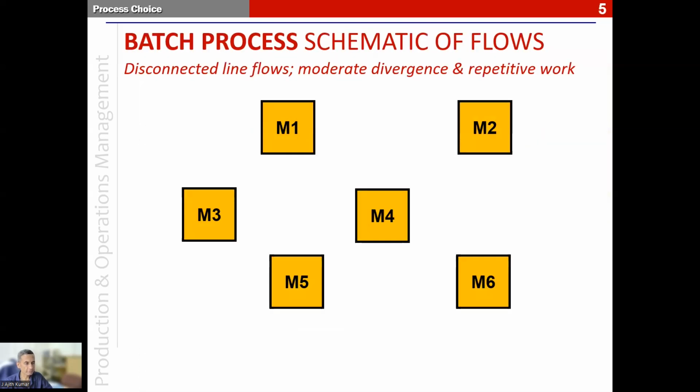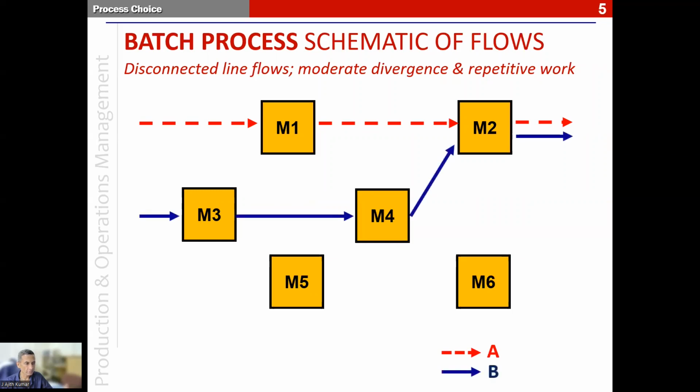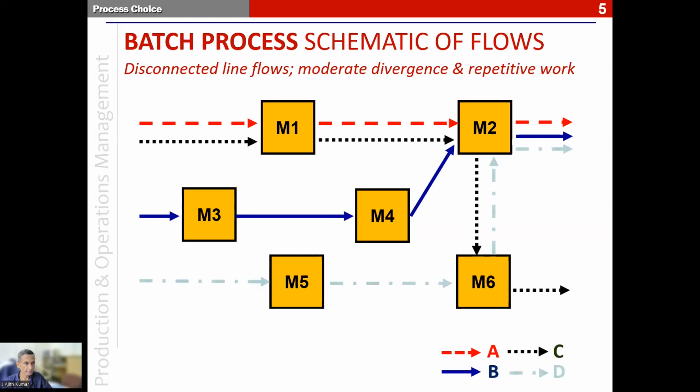So this schematic helps us to understand a batch process. We see again, just like in the job shop, a large number of machines. And a job, let's say job A requires machines 1 and 2 in that sequence. Job B requires machines 3, 4, and 2. Job C requires machines 1, 2, and 6. And job D requires machines 5, 6, and 2 in these sequences.